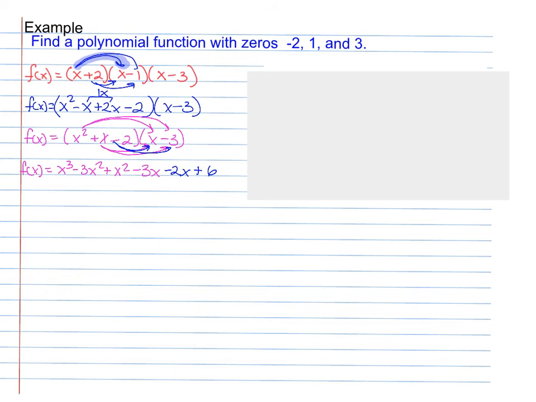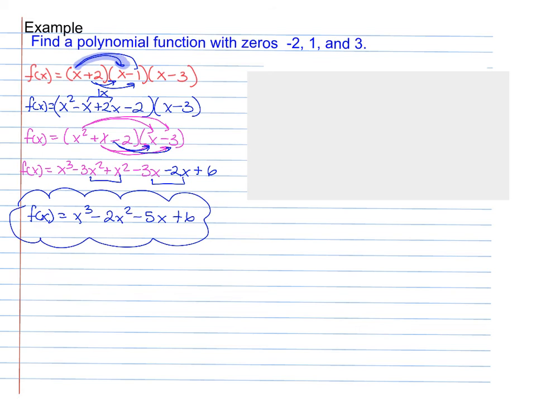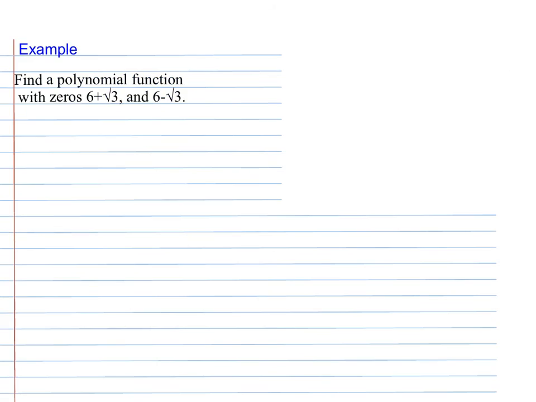Now we combine our like terms if we have any. We have x cubed. We could combine these two together, and those together. And then f of x is equal to x cubed minus 2x squared minus 5x plus 6. And this is our polynomial in standard form with zeros at -2, 1, and 3.